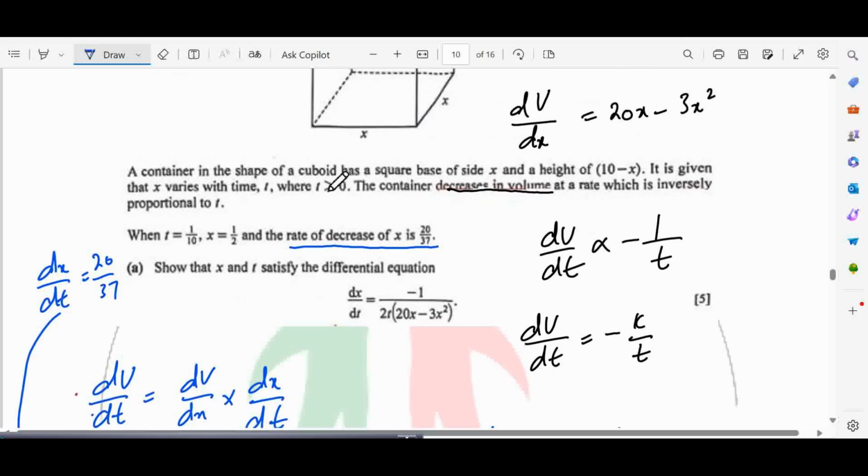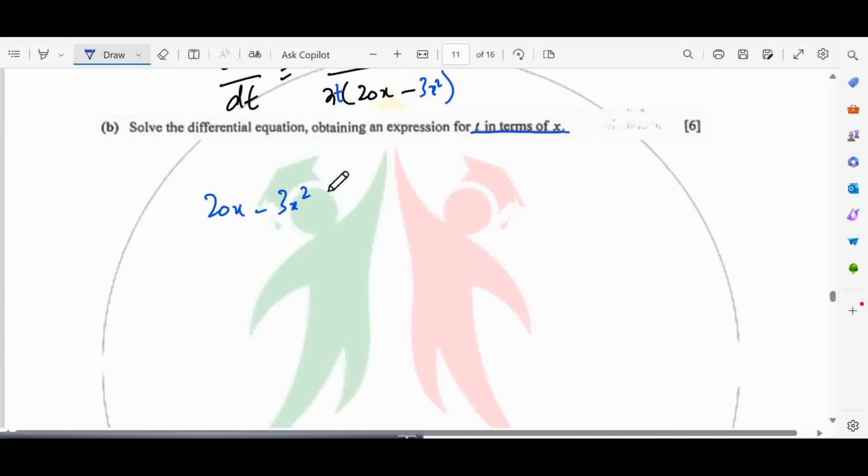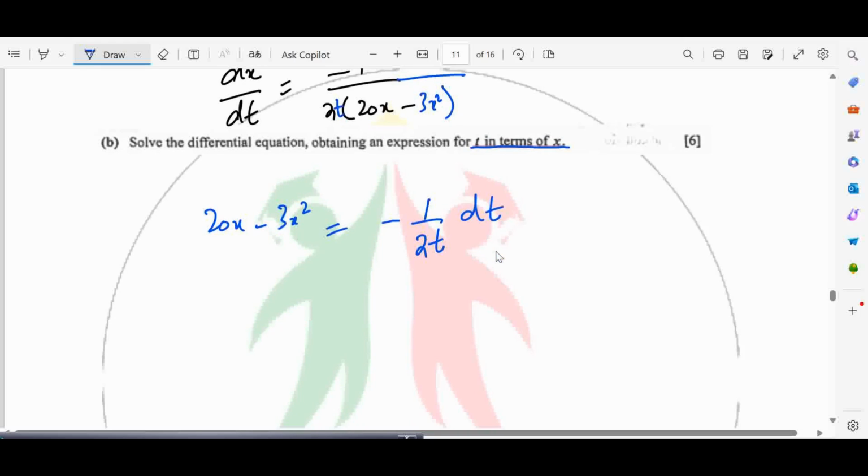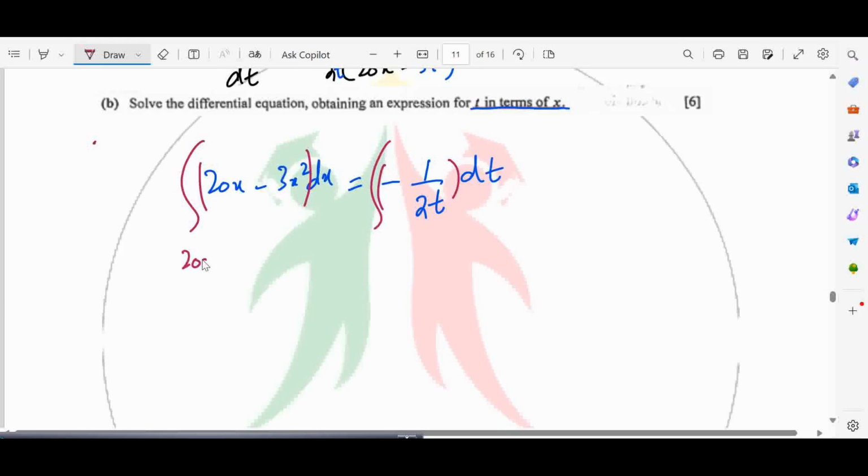Now what we have to do? We have to just rearrange it: 20x minus 3x square dx will be equal to minus 1 by 2t dt. Now if we take integration on both sides, this will be equal to 20x square by 2 minus 3x cube by 3 is equal to minus 1 by 2 natural log of t plus c.